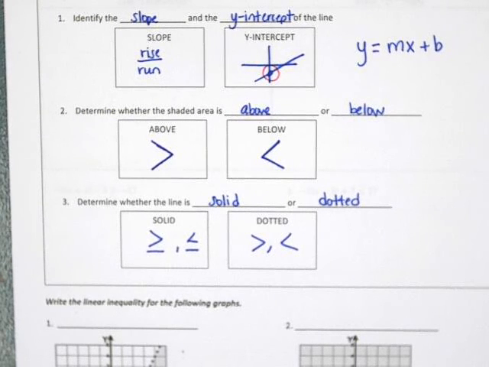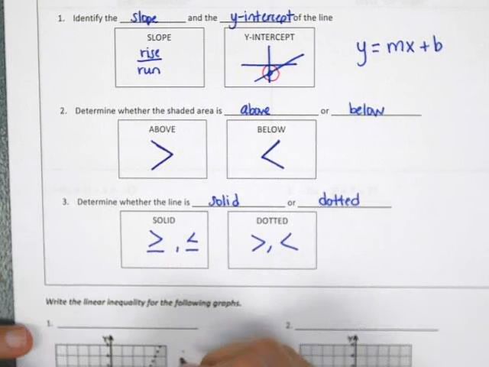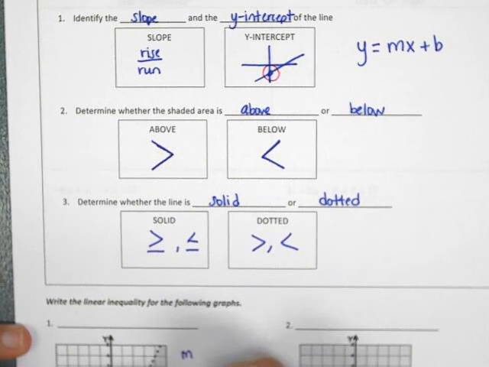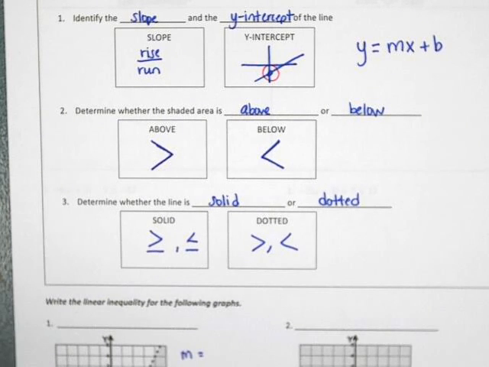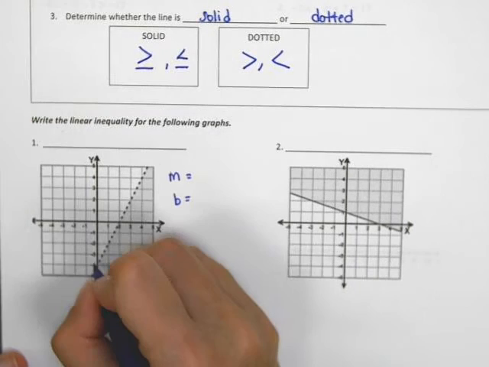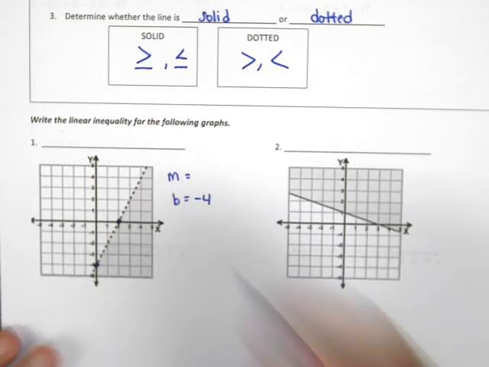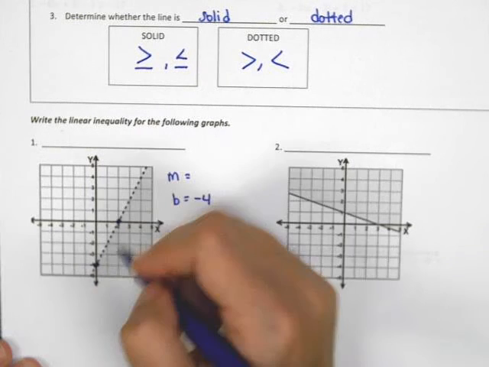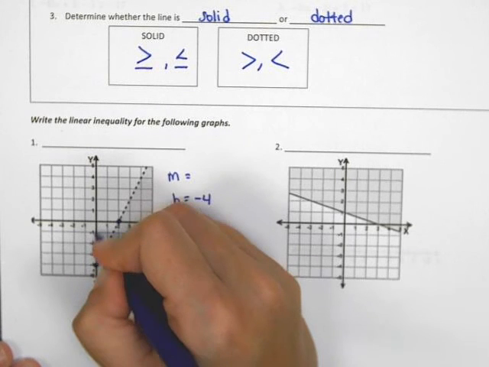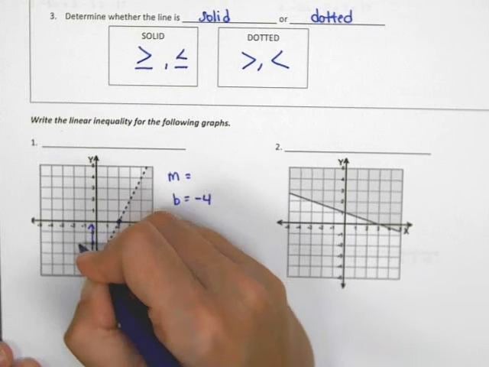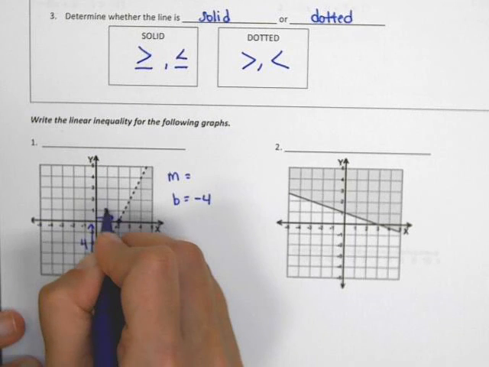So, let's look at a couple examples. In problem number 1, first, let's figure out the slope and the y-intercept. I think the y-intercept is probably the easier part to figure out. We cross the y-axis at the -4. Now I'm going to look for another nice point. It just so happens the x-intercept is another nice point. So the rise would be 4. The run would be 2.